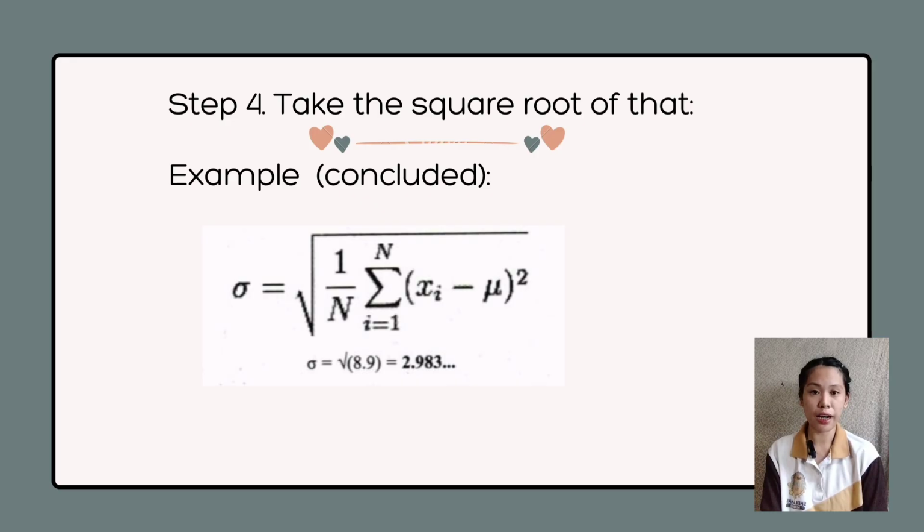Step 4. Finding the standard deviation. To get the standard deviation, we take the square root of the variance. The square root of 8.9 is approximately 2.98. This is the population standard deviation.